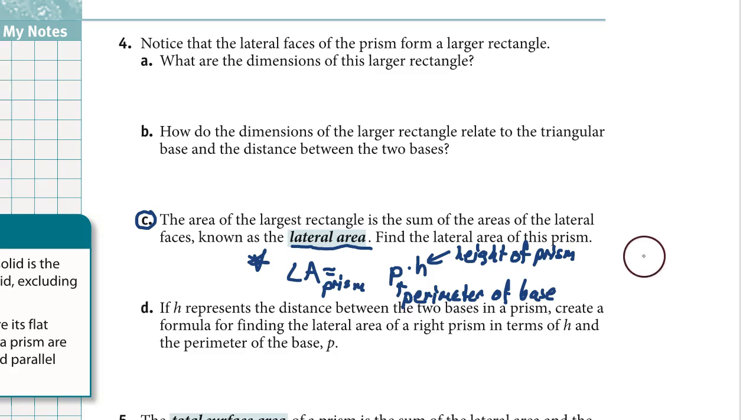For the tent that we just did, the perimeter of the triangular base was 18. All three sides were 6. And the height was the distance from the front triangle to the back triangle. That was 8. And 18 times 8 was our answer of 144.